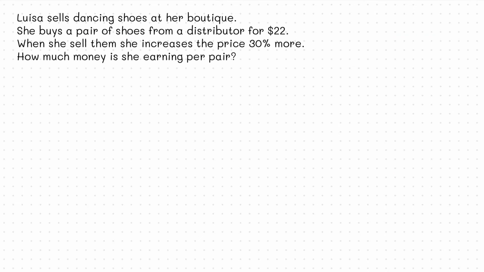Lucia sells dancing shoes at her boutique. She buys a pair of shoes from a distributor for $22. When she sells them, she increases the price 30% more. How much money is she earning per pair?